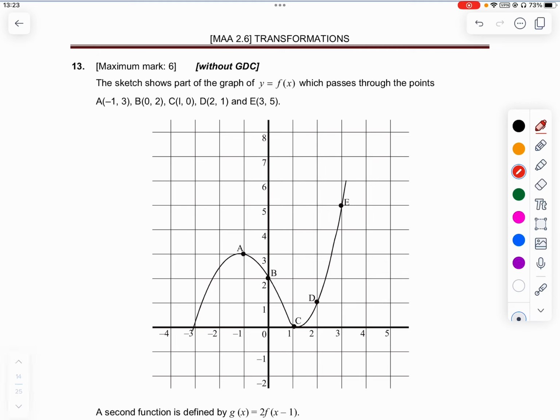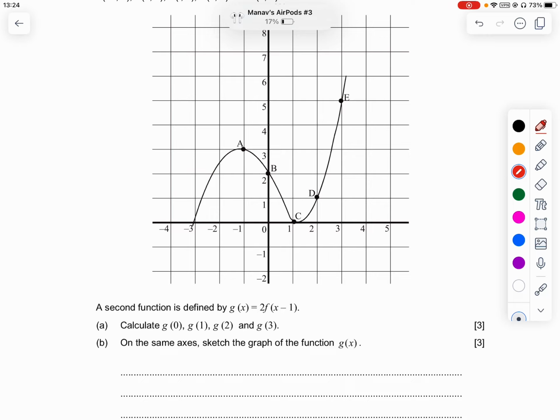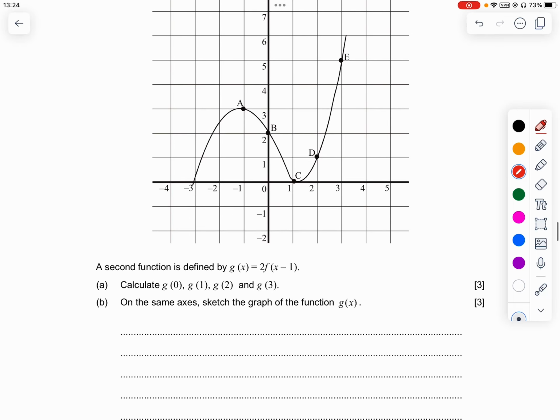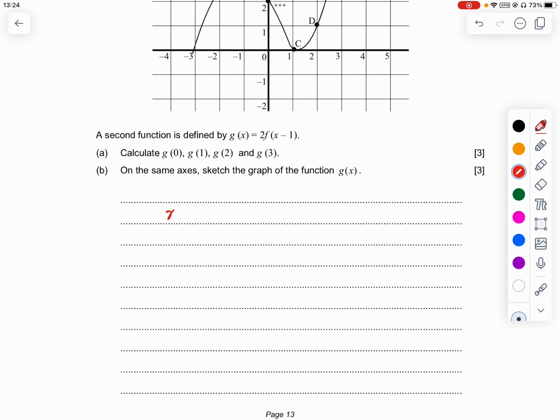Next, the sketch shows part of the graph y equal to f of x which passes through the points. A second function is defined by g of x equals 2 f of x minus 1. Calculate g of 0, g of 1, g of 2 and g of 3. So x, x minus 1 and f of x minus 1. 0, 1, 2, 3. So this becomes negative 1, 0, 1, 2. So this becomes 3, 2, 0, 1. So that's going to be the answer.